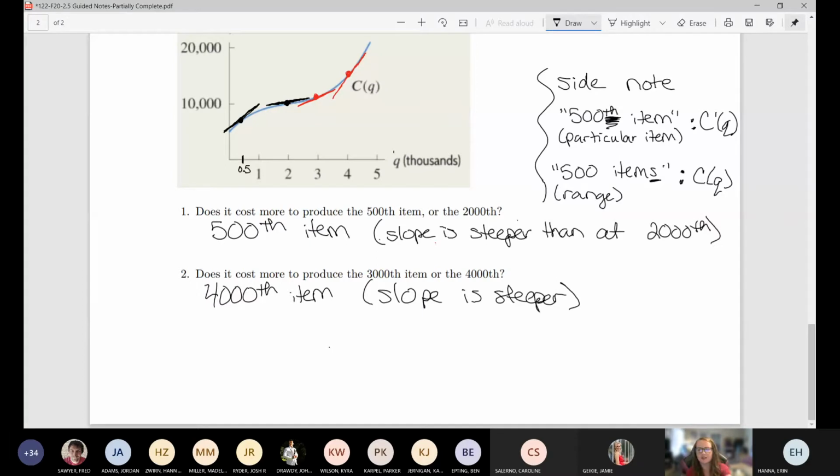The 4000th item, since again, the slope is steeper. So we don't even necessarily need to know these derivative values to be able to compare them and see whether or not we're making extra profit. That's not what this question was asking, that was what the other question was asking. I'm sorry. But in here, we could essentially compare the difference in the cost of producing a next item just by comparing the slopes of this cost function at those certain points that we care about.